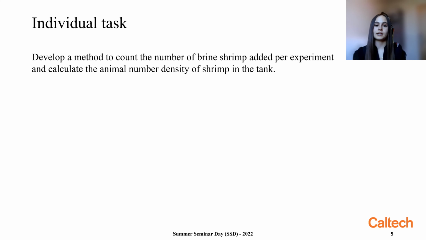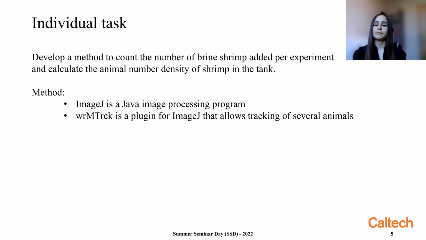My individual task was to develop a method to count the number of brine shrimp added per experiment and calculate the animal number density of shrimp in the tank. I developed a method using image processing techniques in ImageJ and wrMTrck to set parameters for finding and identifying the shrimp as objects. ImageJ is a Java image processing program, and wrMTrck is a plugin for ImageJ that allows tracking of several animals.